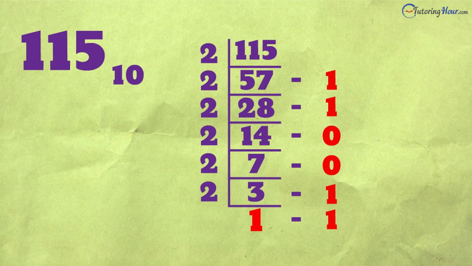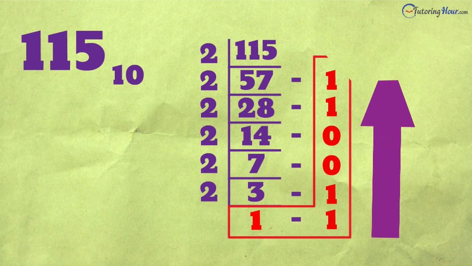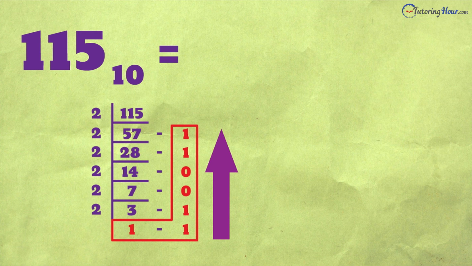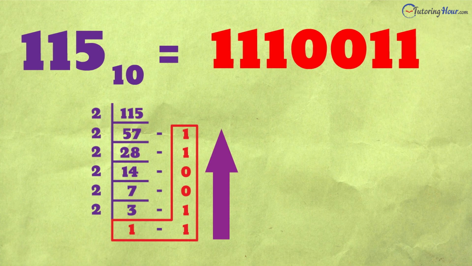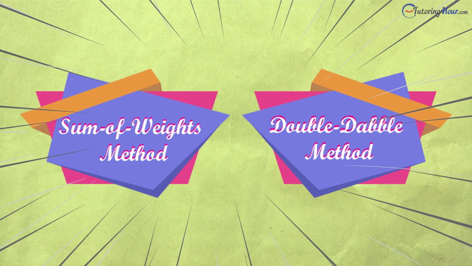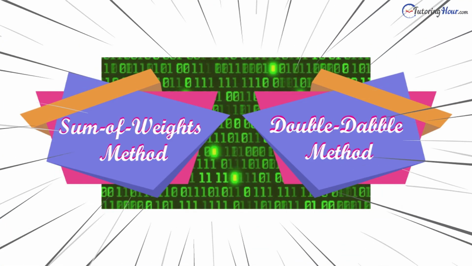We'll write the final quotient 1 along with the remainders from the bottom to the top. And the encoded binary equivalent of 115 is 1110011. We have clued you enough on both methods of converting a decimal number to a binary number. Use the one you are comfortable with and get encoding.